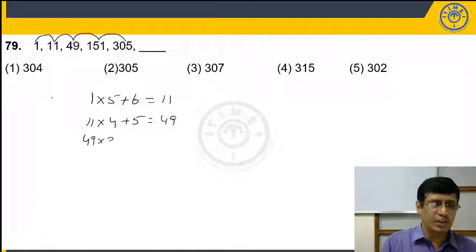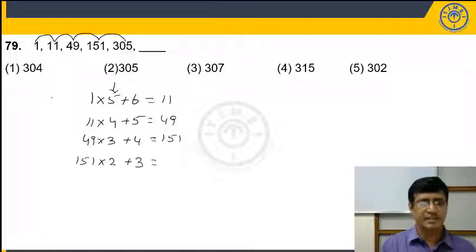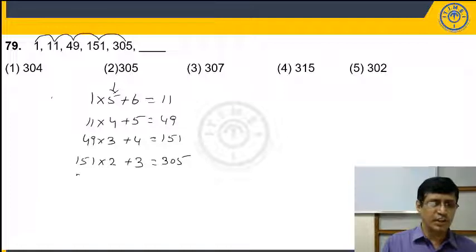49 into 3 plus 4. So what am I doing here? The values are decreasing here: 5, 4, 3, 2, 1, and here 6, 5, 4, 3, 2, 1. What is the product here? It is 151. So 151 into 2 plus 3. How much is it? 305. So 305 into 1 plus 2. So it is 307.